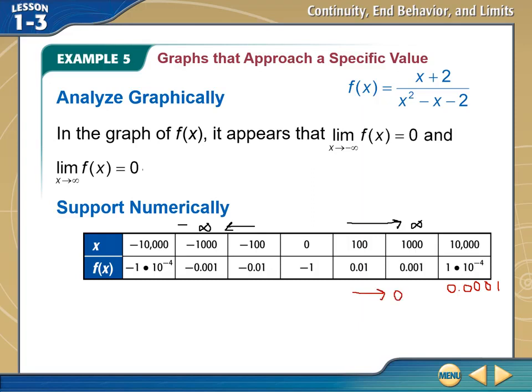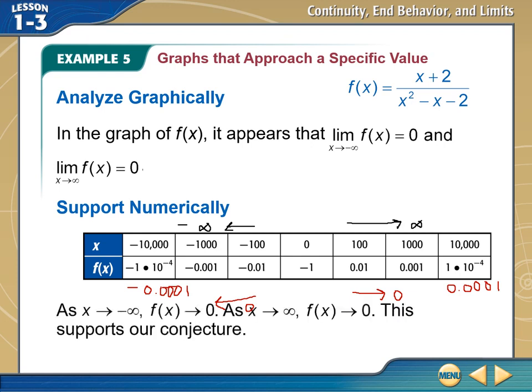And here it's -0.001 and then negative what? 0.3 zeros again, 1, and it looks that this number is also getting smaller and smaller and looks like it's trying to approach. The more I go to the left side, the more it's trying to approach 0. So our graph analysis was right that the limit is equal to 0.